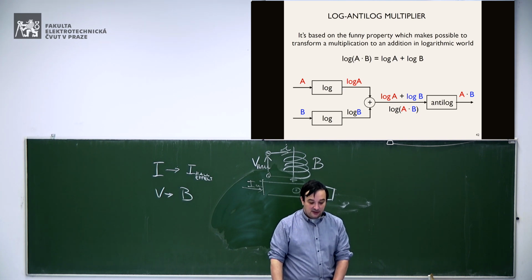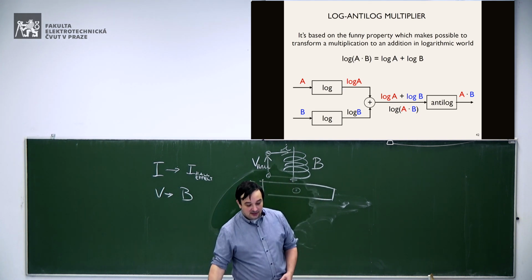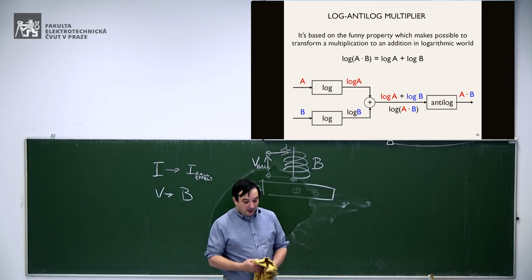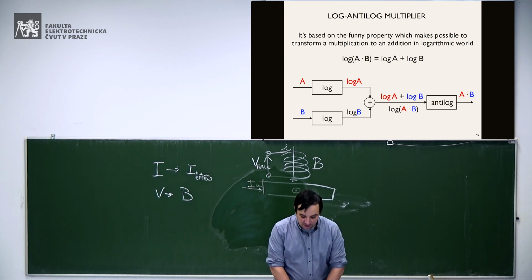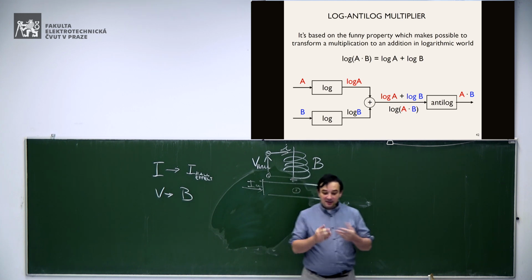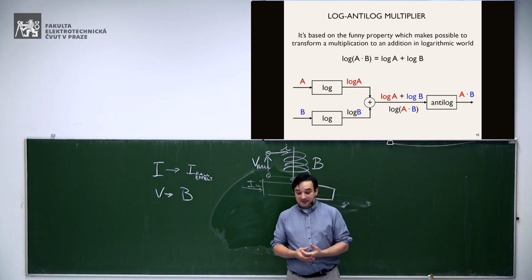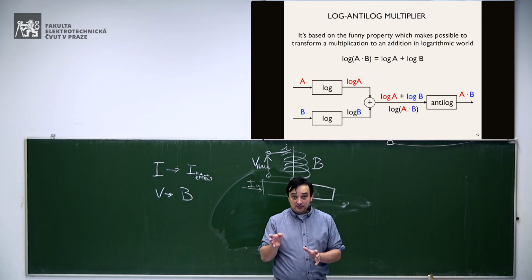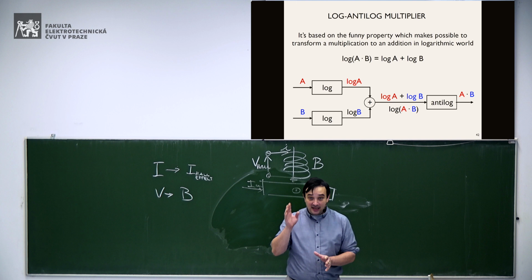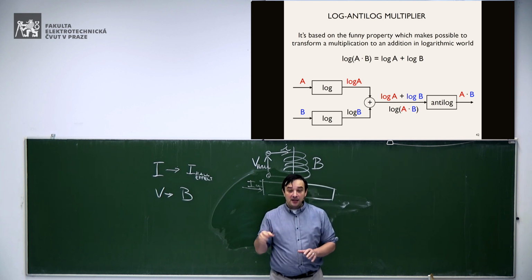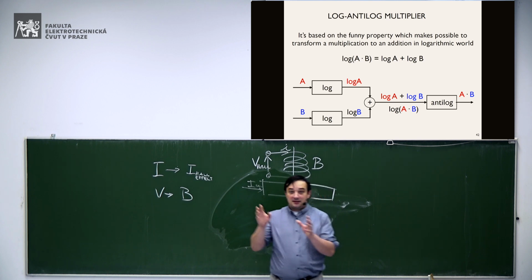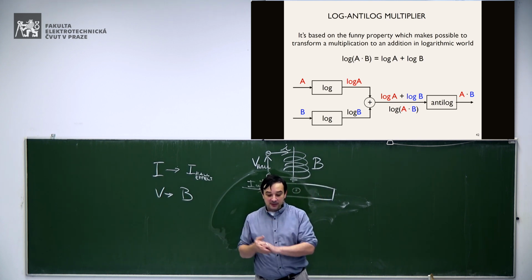Another system that you can use is the Log Antilog Multiplier. Probably you remember from your lectures of mathematics this very funny property of the logarithm. If you have the logarithm of a product, so logarithm of A times B, it is equal to the sum of the logarithm of A plus the logarithm of B, okay?